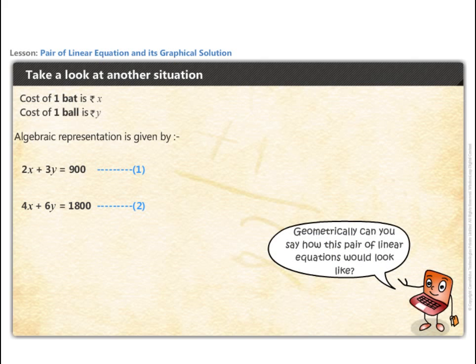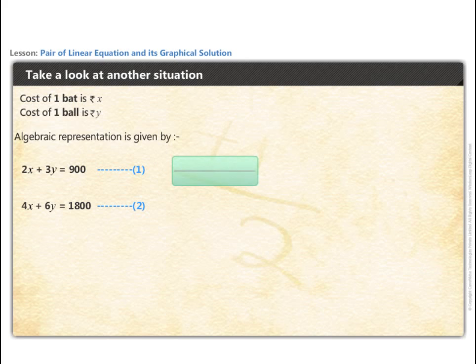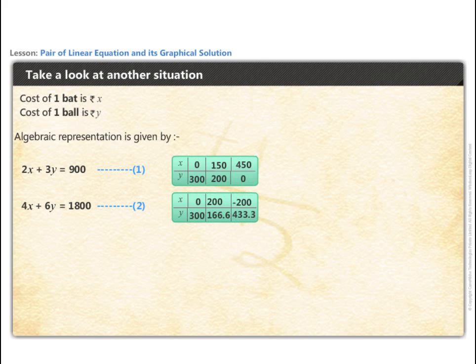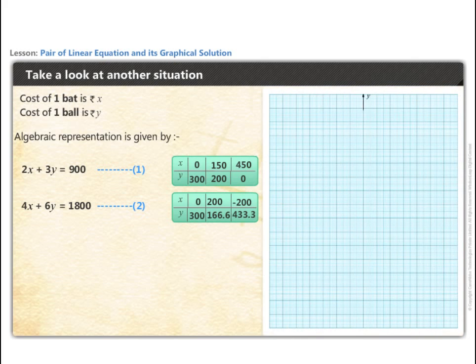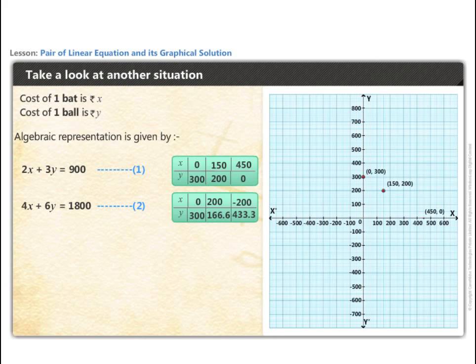Geometrically, can you say how this pair of linear equations would look like? To obtain the equivalent geometrical representation, we find 2 points on the line representing each equation. That is, we find 2 solutions for each equation. The solutions are tabulated as follows. Plot these points on a graph paper and draw the lines. We observe that the pair of lines coincides at all points.